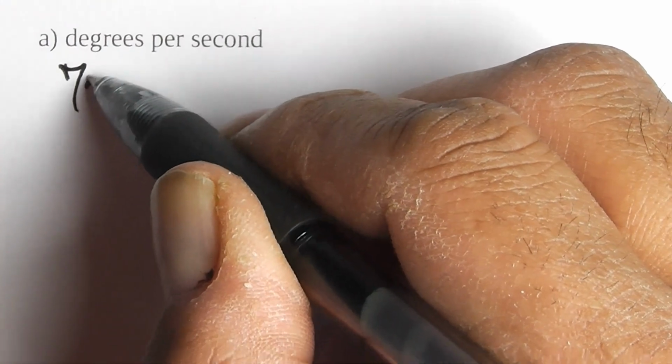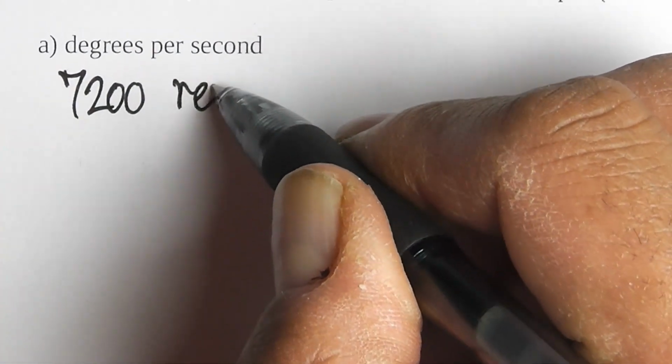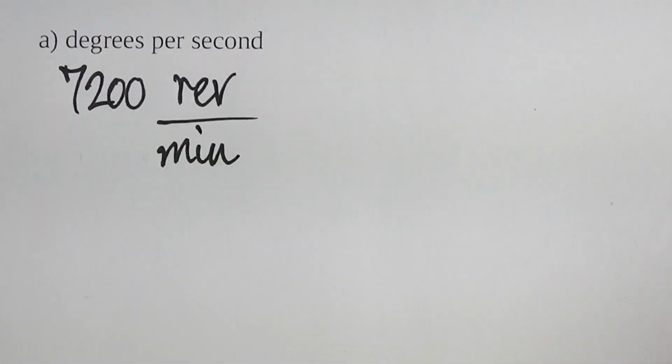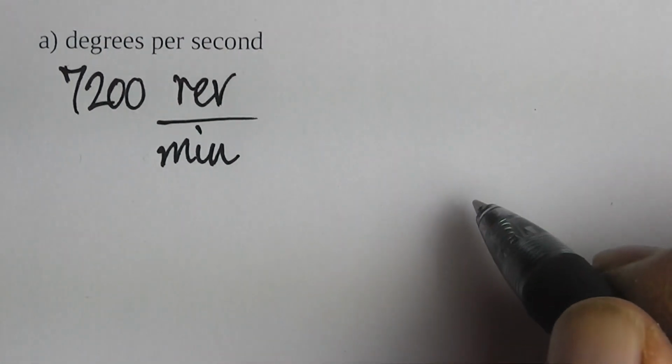Alright, now example 4, they're talking about the angular velocity of a rotating object. They tell us the hard disk platter is rotating at 7,200 revolutions per minute, and they want the angular velocity in degrees per second. So what we are trying to do is take 7,200 revolutions per minute and convert it to degrees per second.